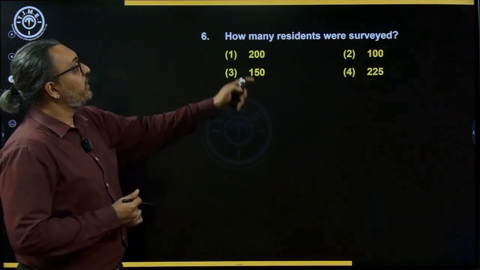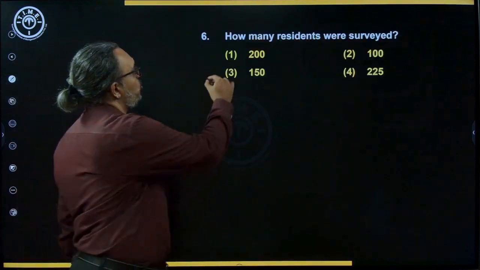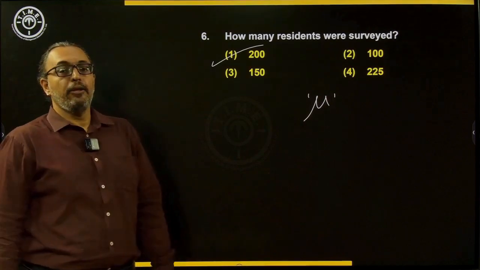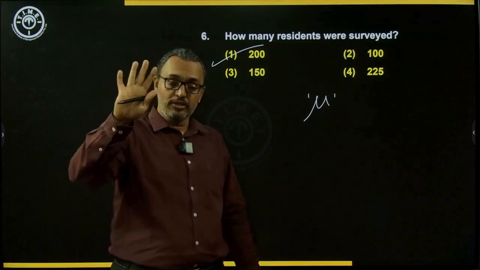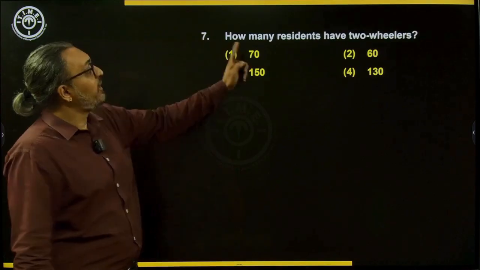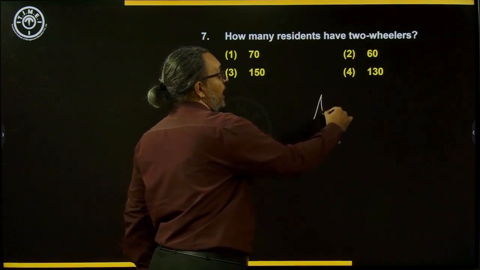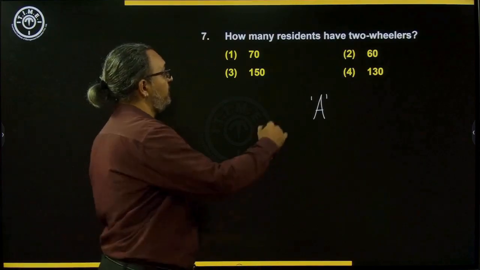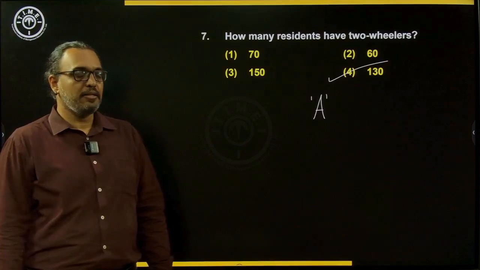Then questions. How many residents were surveyed? Mu value. We know 1% is 2 residents, 100% means 200 residents directly. So mu value is asked. Know what is asked, then you can know from the diagram what elements to include and exclude. That is all you need to understand in Venn diagrams. Got it? Now, how many residents have two-wheelers? He's not saying only two-wheelers. He says two-wheelers. Capital A value is asked. We know it is 65%. So 65 into 2, 130. That's available in the fourth option. Capital A is asked. Correct?